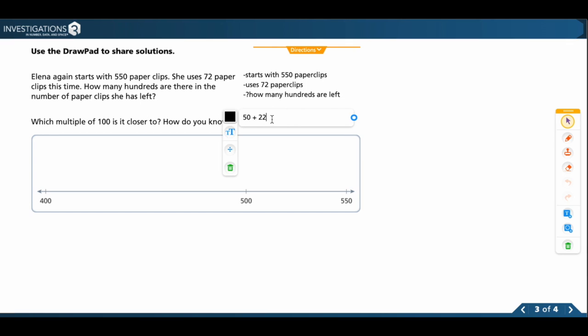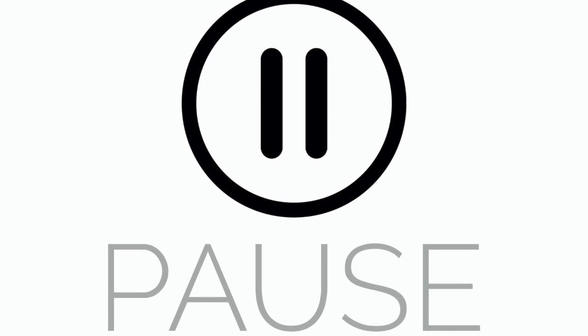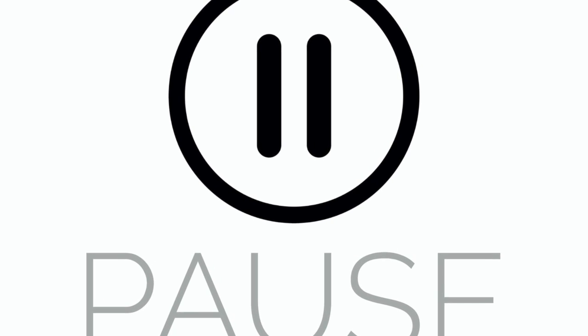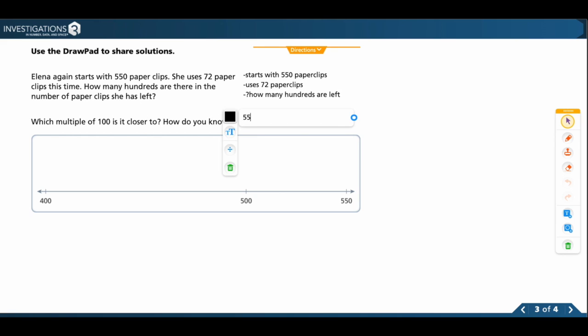So now I want you to pause me and think about an equation that can show this problem. So an equation that can show this problem is 550 minus 72 equals what? So now we're just going to estimate. What I want us to do is just think about how I can use this number line. I don't need to find the exact answer right now. I just want to estimate to give me an idea of what my answer should be.